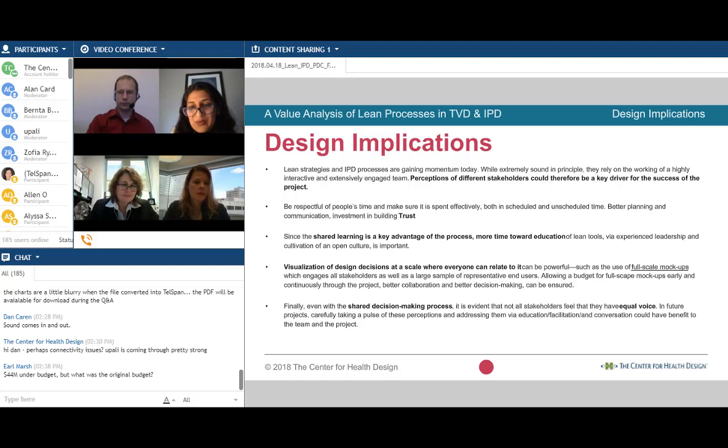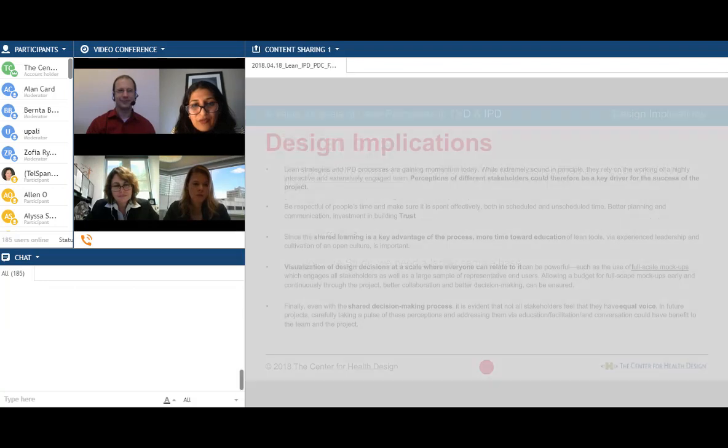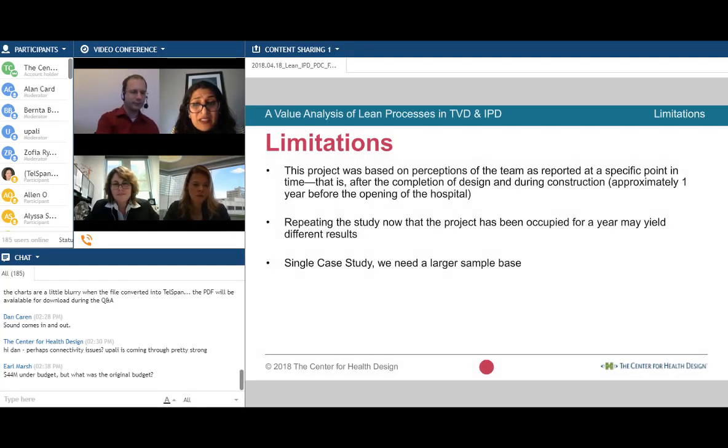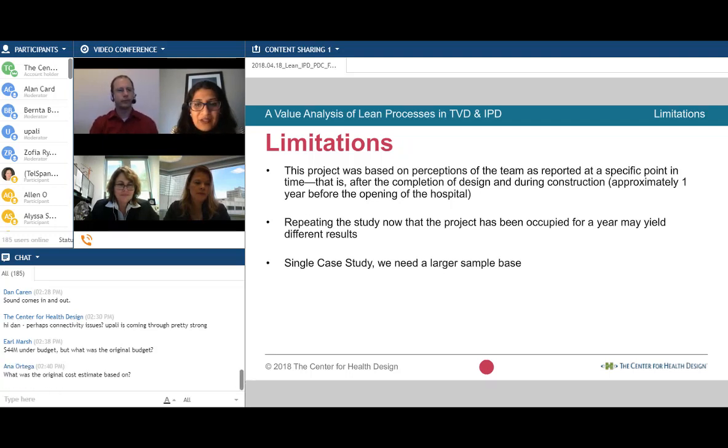So with that, I know we went a little bit ahead over our speaking time, but I hope this gave a very comprehensive overview. We did have some limitations, like I discussed. We did this project in the construction phase, so maybe if we did it now or we had done it before, it would change. It was based on the perceptions of the team at a specific point in time. The second thing, of course, it's a single case study, right? So we need a larger sample base to make a lot of these conclusions in a way that would be called generalizable. But we hope that the study will serve as a start for some of these discussions.